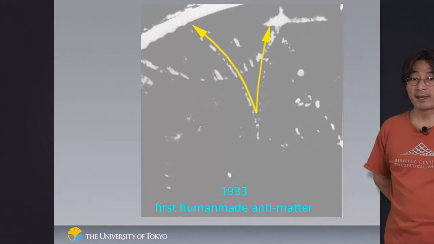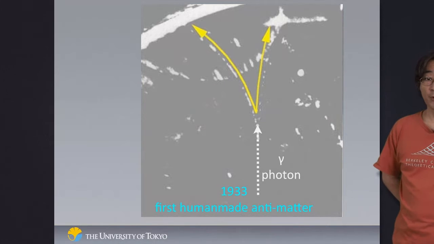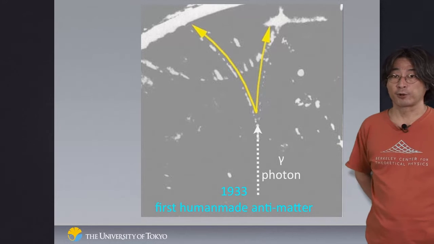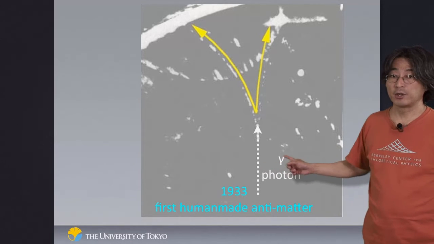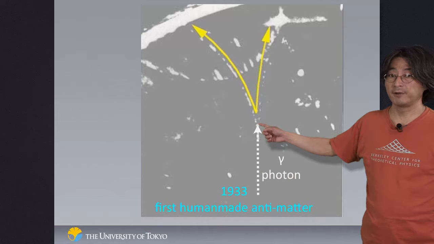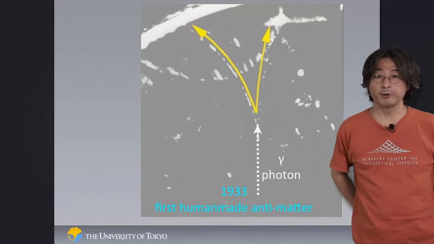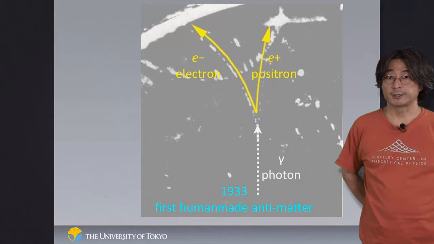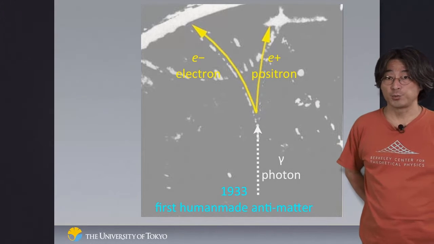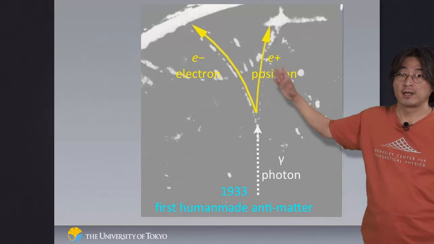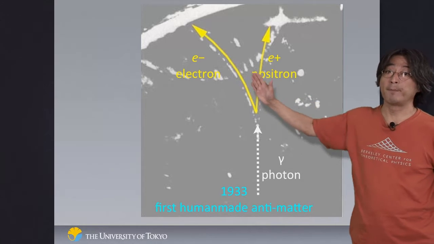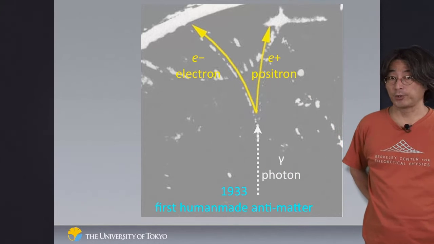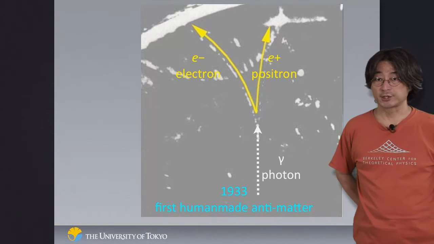So this is the first example of artificially created antimatter. This was done back in 1933, and the experiment was done by sending a powerful light called gamma ray into this photographic film, and by interaction of the photon with something else inside the film, that created a pair of particles shown in yellow. One of them is an electron, the other one is a positron. You can tell which is which, because in a magnetic field, the electrically charged particle would bend, but which way it bends depends on the sign of the electric charge. So you can tell which one is the electron, which one is the positron.